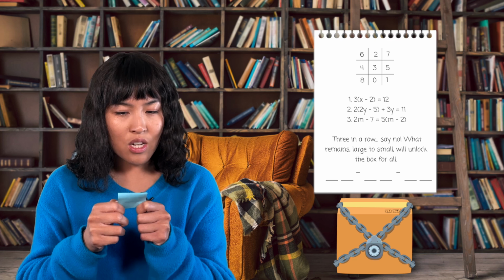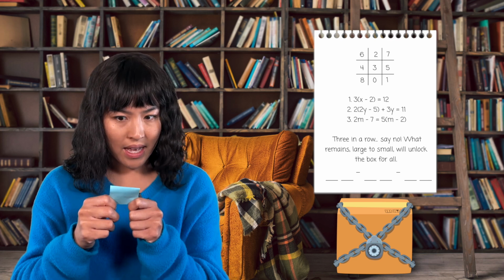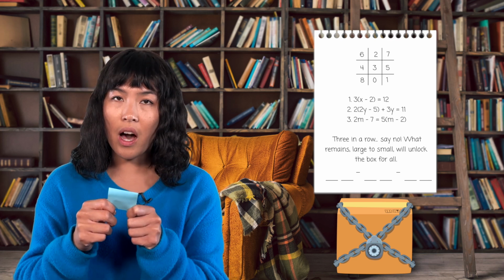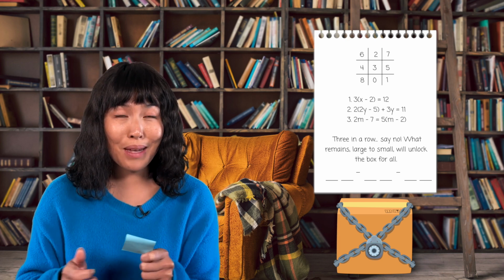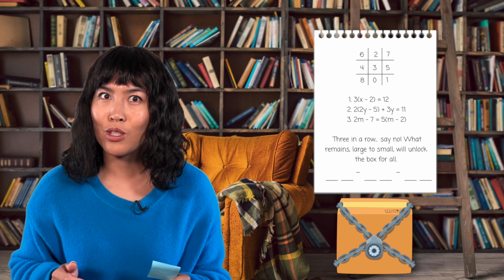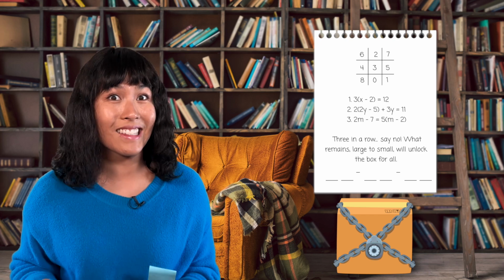Take a look at this note I found with this box. 3 in a row say no. What remains, large to small, will unlock the box for all. Not exactly sure what this means yet, but I bet we should start by solving these equations.